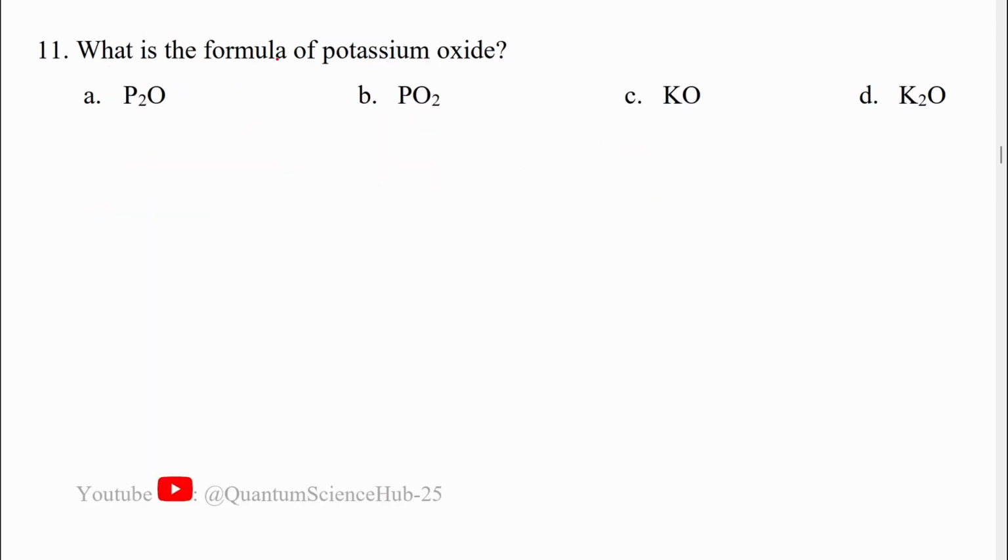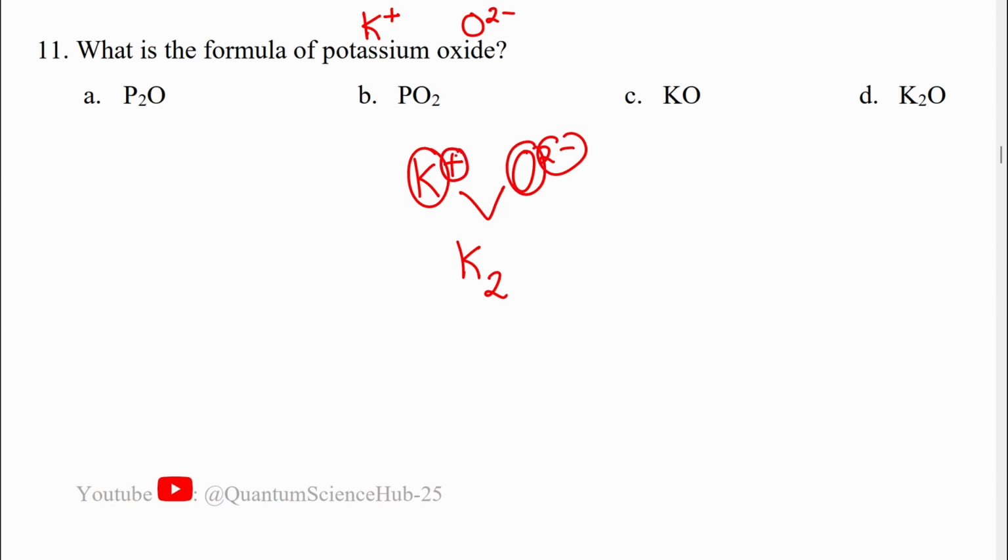Next question. What is the formula of potassium oxide? So to answer this question, you have to know the ion for this compound. Okay, so what is potassium? Potassium is in group 1, so the ion is K positive, while oxide is O2 negative, right? So K positive and O2 negative. So I will take yours, you will take mine. So I will take yours, yours is 2, and you will take mine, mine is 1, so K2O. Okay? So the correct answer here is D.